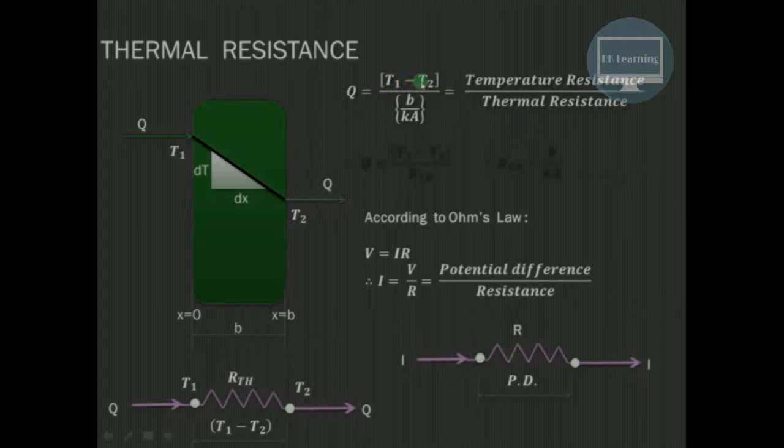Already we have derived the equation, that is Q is equal to T1 minus T2 divided by B upon kA. So compare this equation with this particular equation. Heat flow is analogous to current flow, temperature difference is analogous to potential difference, and this term will be analogous to resistance. So B upon kA, that term is known as the thermal resistance for the slab. So in this way we can say that R_th, that is the thermal resistance, is B upon kA, where B is the width of this particular slab, k is the thermal conductivity of the material of the slab, and A is the cross-sectional area through which the heat flow takes place.